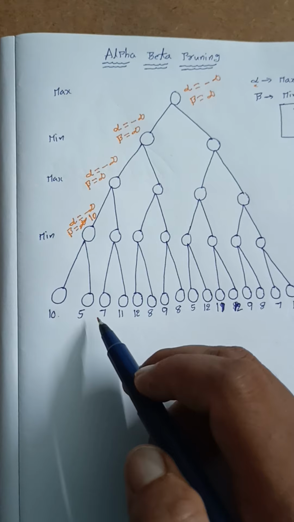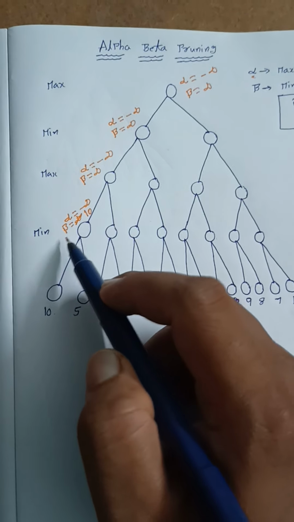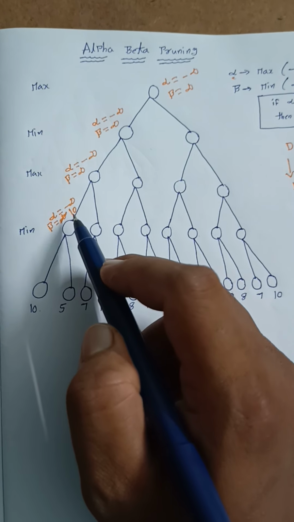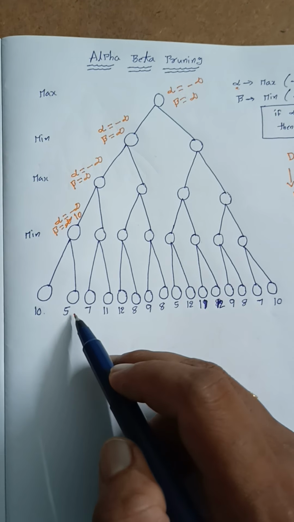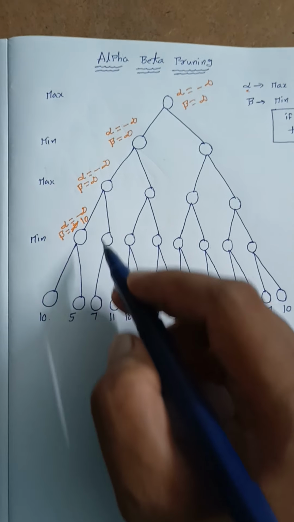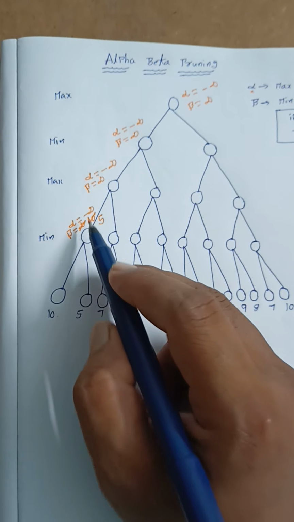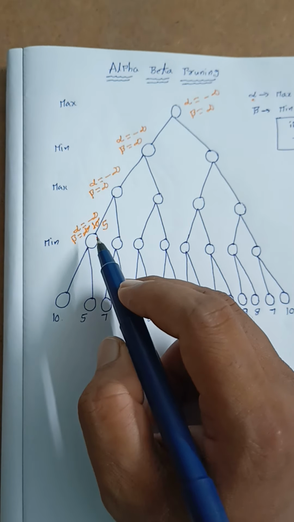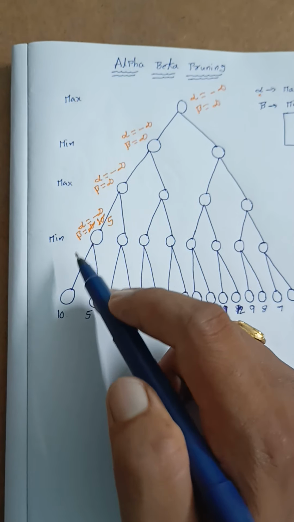Now we will move to the right child. This is the level related to the minimum, so we only consider the minimum value. Here beta is equal to 10 and 5. Which is the minimum value? 5 is the minimum value. So up to now alpha is equal to minus infinity, beta is equal to 5. Now all the left children of this particular node are completed.